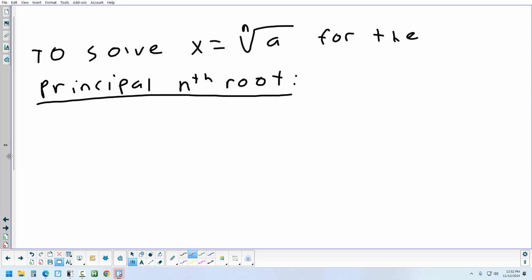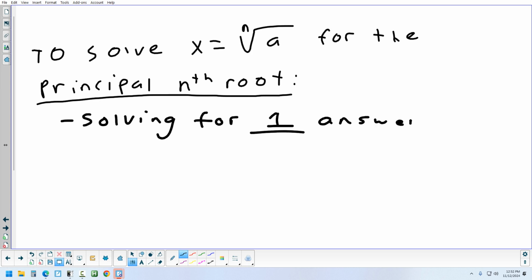Okay, so how do you solve for what's called a principal root? First of all, when you see the word principal root, it means you are solving for one answer.